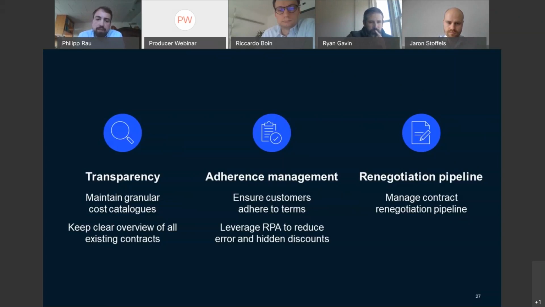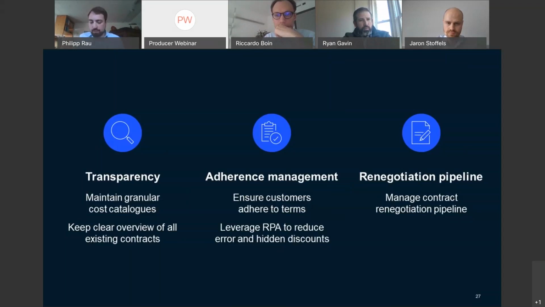The second pillar is adherence management. Here it's quite important to ensure customers actually adhere to the terms stipulated in the contract. There can be free time and terminal volume commitments whatsoever. And secondly, making sure that errors and hidden discounts that might be coming through waivers downstream in the process, so to speak, are avoided.